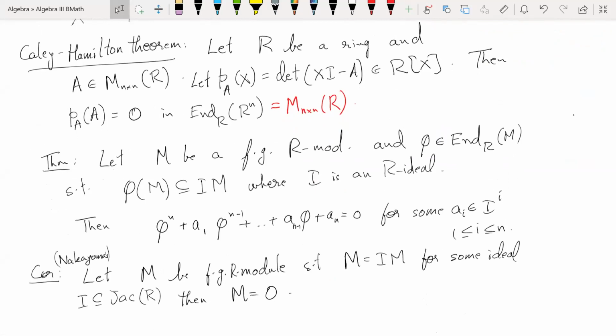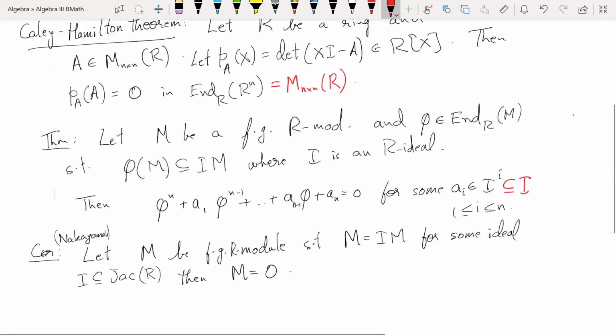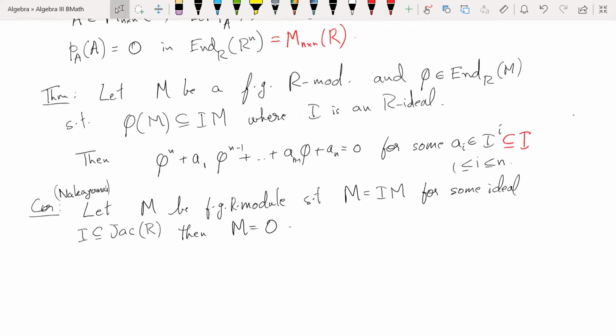Then phi satisfies a polynomial like this, where a_i belongs to I^i, and of course all these are in I. Any power of the ideal I is contained in I. And as a consequence of this abstract version of the Cayley-Hamilton theorem for arbitrary modules, you get what is called Nakayama's lemma.